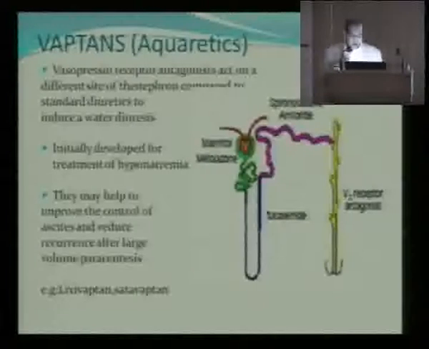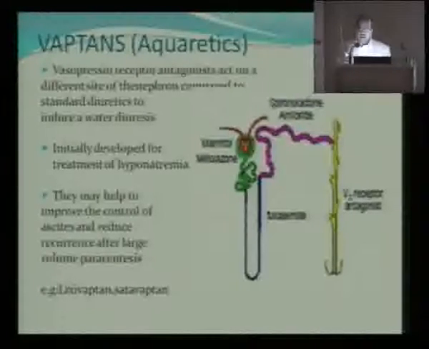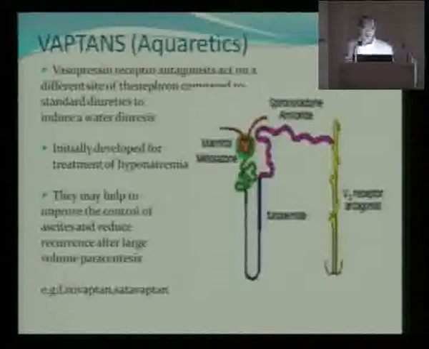I am not talking about liver transplantation, but in refractory ascites there is something new which is coming up. We've exhausted the modalities of treatment of diuretics; vaptans, or vasopressin receptor antagonists, which act on a different site of the nephron as compared to the standard diuretics, are coming up. They were initially developed for the treatment of hyponatremia, but they have been shown to improve the control of ascites. For those of you who are interested, there's an article published on a multi-center study in August 2010, Journal of Hepatology, on this.